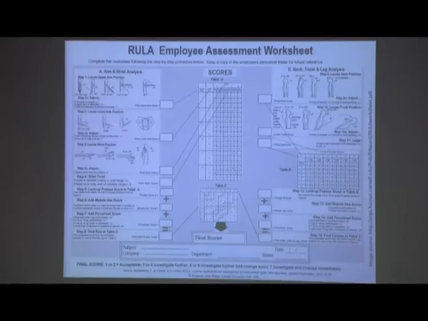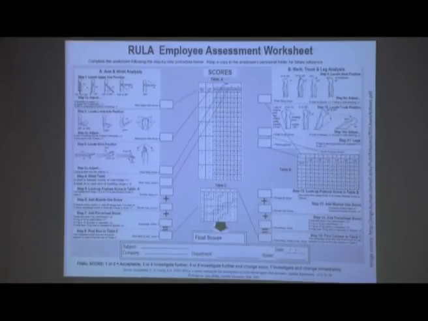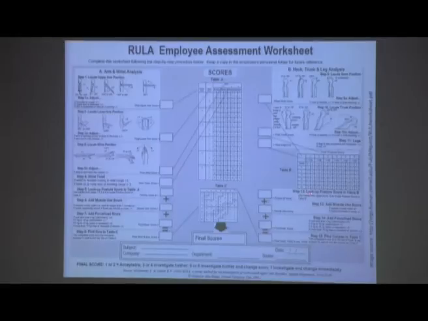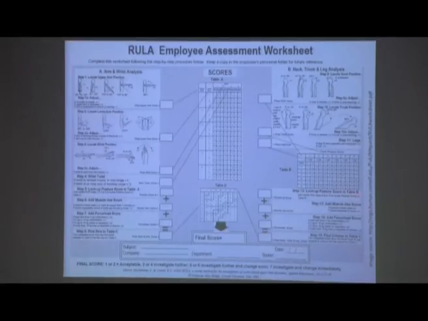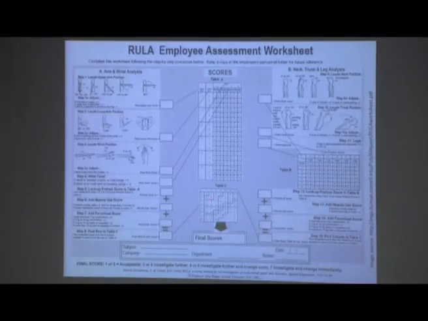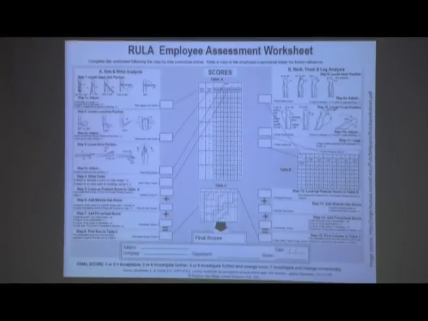From part A we are getting a score from table A, and from part B there is another table, table B, from which we get some score. Then with that we look up the posture score in table B, then add the muscle use score, and ultimately based on this we refer to table C, from where we can calculate the final score. So now let's go step by step.